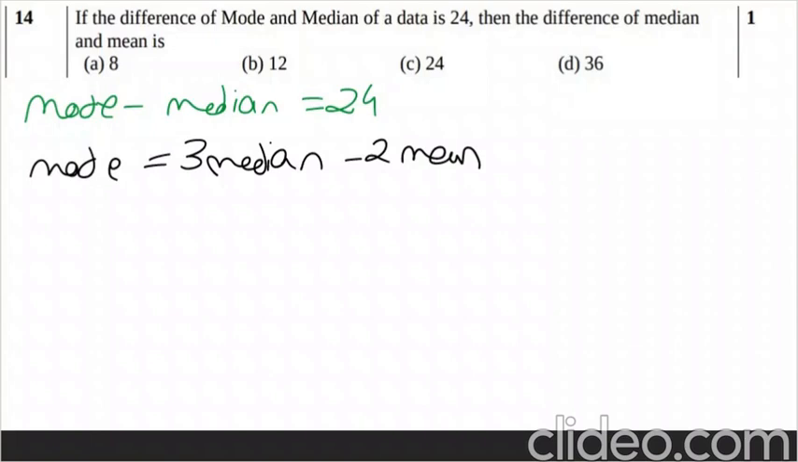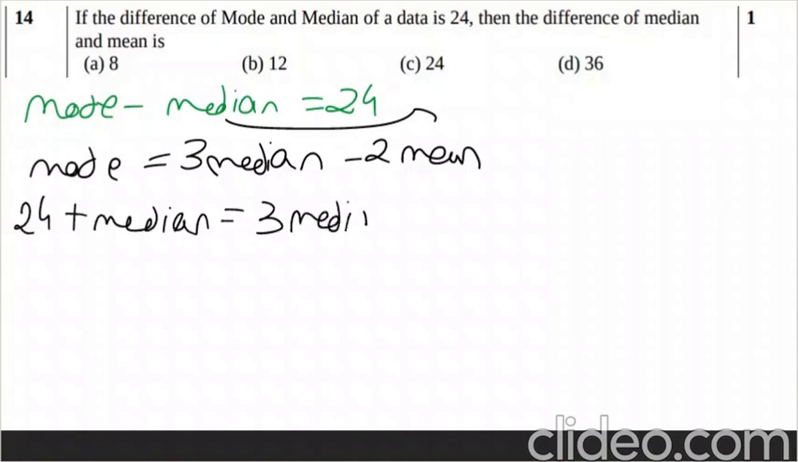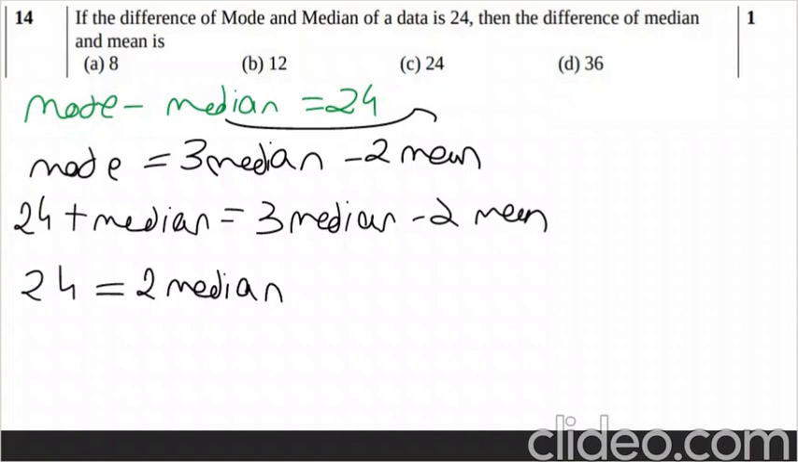Now, mode minus median is 24. So, what will be mode? I can put this median to the other side. So, mode becomes 24 plus median. Let me write it here. 24 plus median is equal to 3 times the median minus 2 times the mean. Now, can I take the median to the other side? Yes, I can take 24 equals 3 median minus 1 median. I'll get 2 median. So, 24 equals 2 median minus 2 mean.